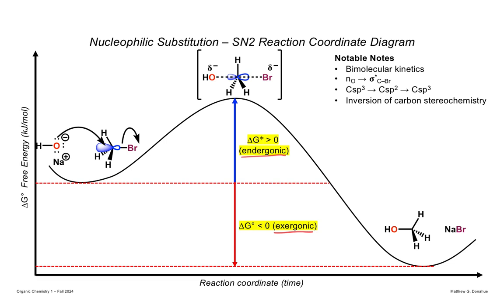I would say I'm 99.9999% sure that the transition state is always going to be greater than 0. You always have to go uphill. But the product is not always below where you started. It still could be up here, but it's not going to be as high as the transition state.